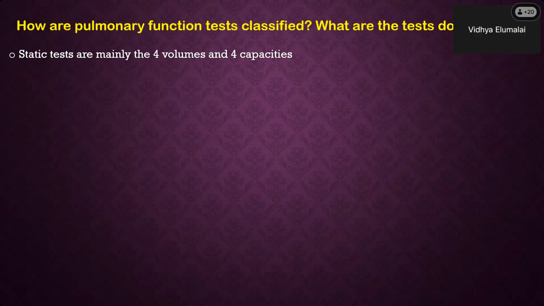Tidal volume, inspiratory reserve volume and expiratory reserve volume. TV, IRV, ERV. And from that ERV, if you remove the E, it becomes RV, residual volume. So these are the four volumes: TV, IRV, ERV, RV. Out of these four, you can measure three: tidal volume, inspiratory reserve volume, and expiratory reserve volume. But residual volume cannot be measured.